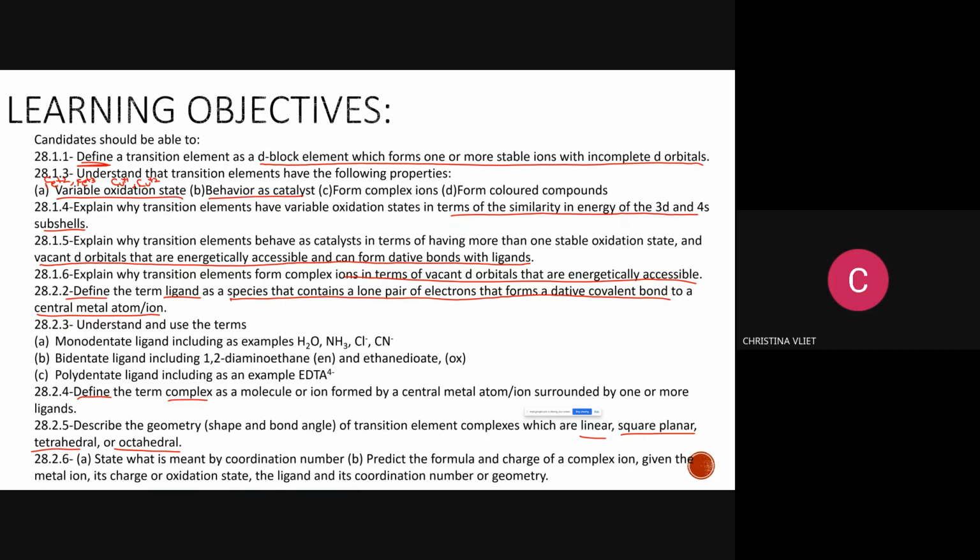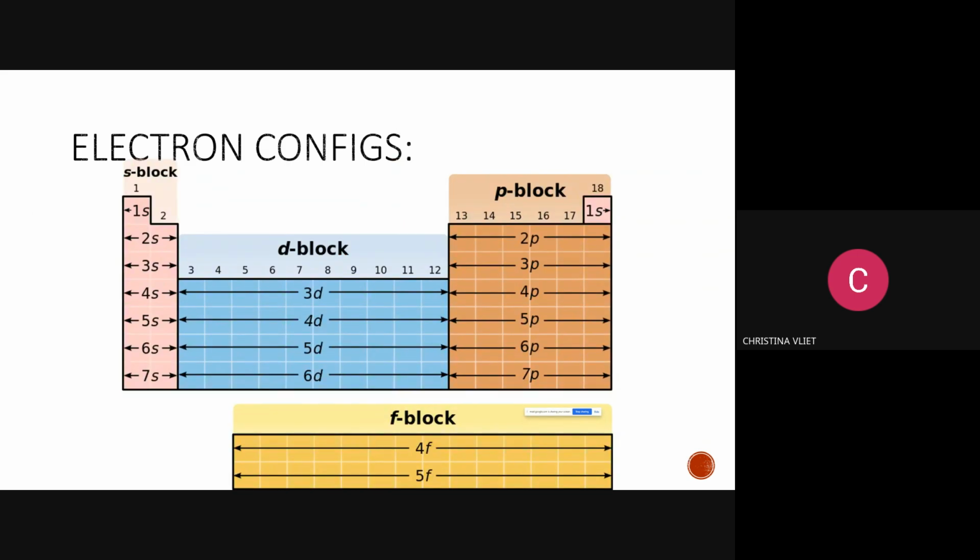State what is meant by coordination numbers. Predict the formula and charge of a complex given the central metal ion, the charge of its oxidation state, the ligand, and its coordination number or geometry. So that's a lot of big words. So we're going to break this down piece by piece, starting with what are transition metals, and then we're going to get more into complexes. Today is a lot of establishing information. A lot of content today, but a lot of important content.